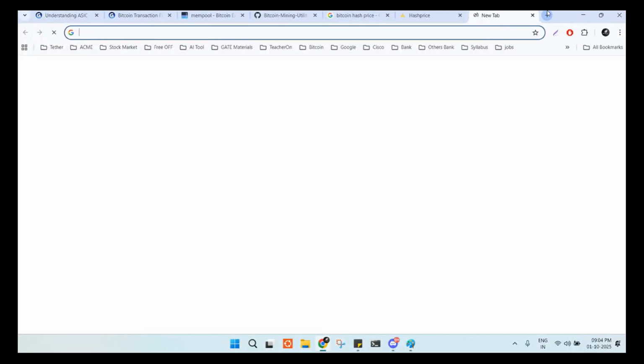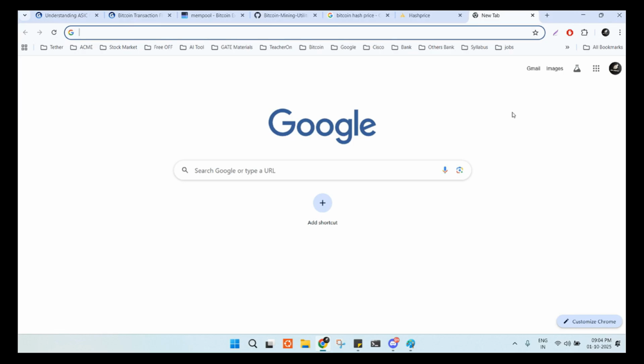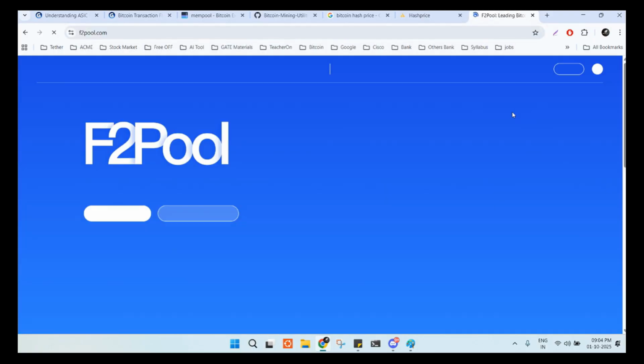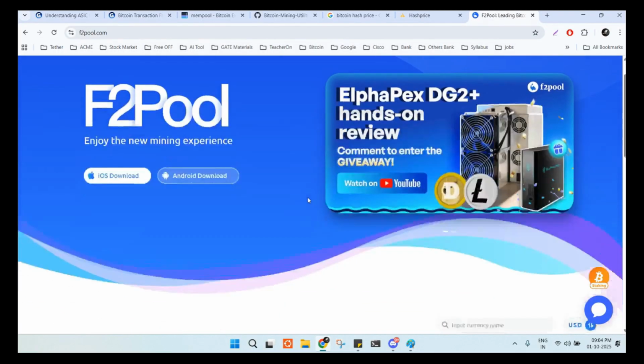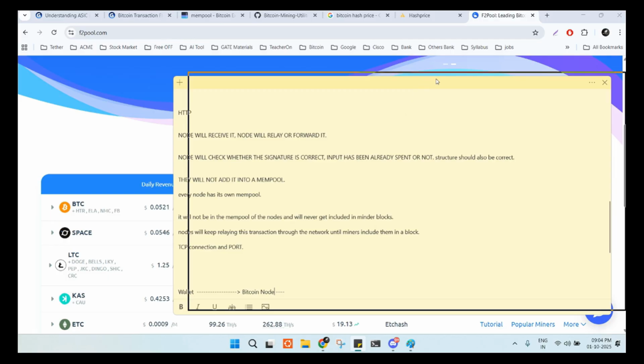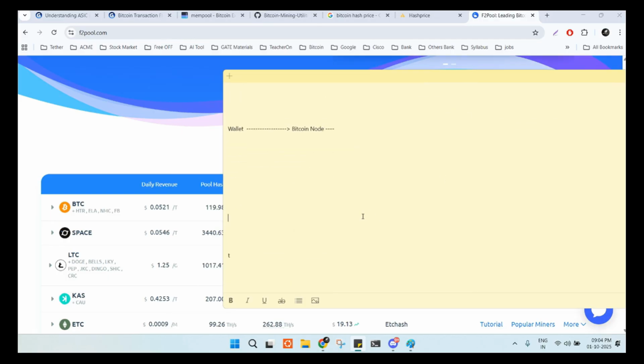And if you are using an individual pool, think like ANT pool or F2 pool, these are the mining pools. Even if you go there, you can also see what the current rate is. You can see they are giving 1 terahash at 0.0521, and that is a daily revenue. Okay, so think like this: this is a daily revenue.